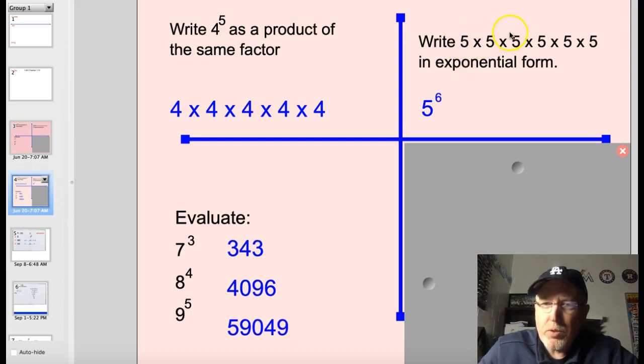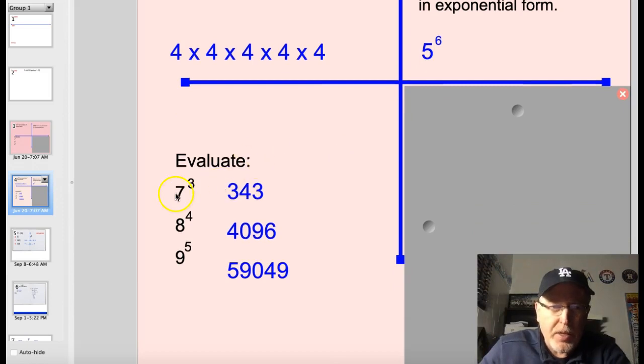Well, we got 1, 2, 3, 4, 5, 6, so it's 5 to the 6th. That looks good. And then evaluate these, just putting them into the calculator. 7 times 7 times 7. This would be 49 times 7. That looks about right. 8 to the 4th.